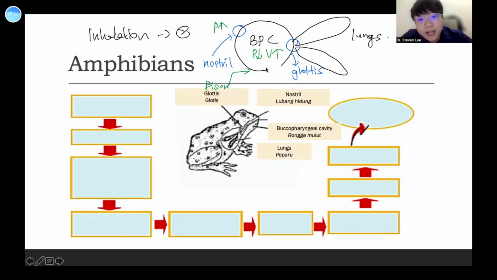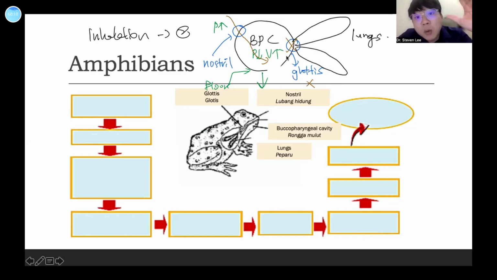Same, you want to increase the volume, it must go down. The floor must go down, lower the floor, and then your nostril must open. If not, how will the air go in, isn't it? Your nostril must open. So the air will go in like this. But remember, the glottis will close in the first step. So I repeat, the 3 things that happen in the first step of inhalation for amphibian: nostril open, the floor of the buccopharyngeal cavity lowers, and number 3, the glottis will close.